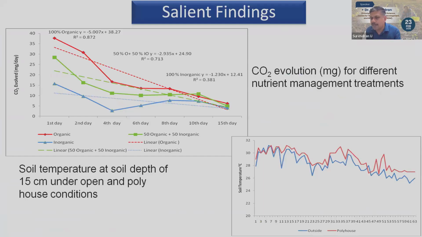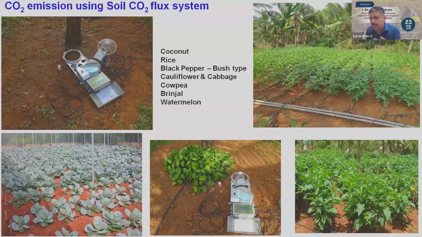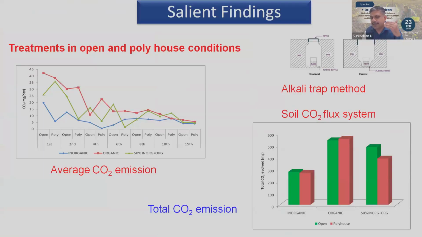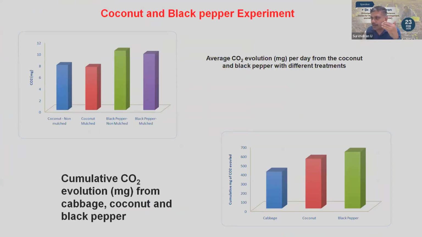Then we tried to evaluate different management practices. For example, drip irrigation, what will happen, mulching, what will happen, black pepper, cauliflower, cabbage, cowpea, coconut, like different crops with different management practices also we have evaluated, and tried to understand the CO2 flux using the carbon flux system as well as the traditional methodologies, and tried to understand the emission, means respiration, as well as the sequestration or sink potential from these experiments.